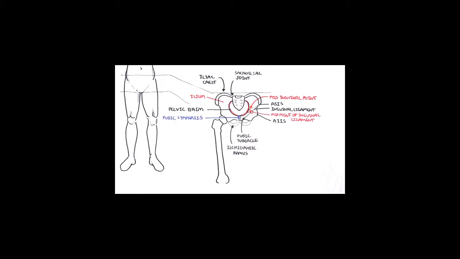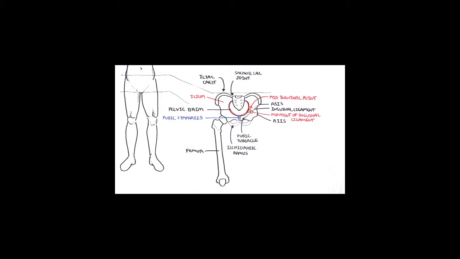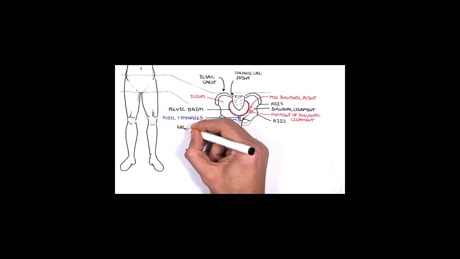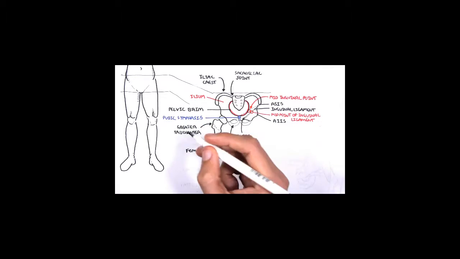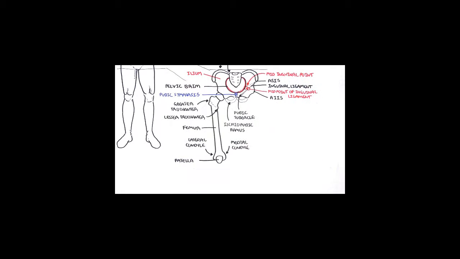Now for the femur. Now the femoral head articulates with the acetabulum, which is a socket formed by the hip bone. The hip joint is a ball and socket joint. Important parts of the femur to know are the greater trochanter, lesser trochanter, and at the distal part of the femur we have the lateral and medial condyles.